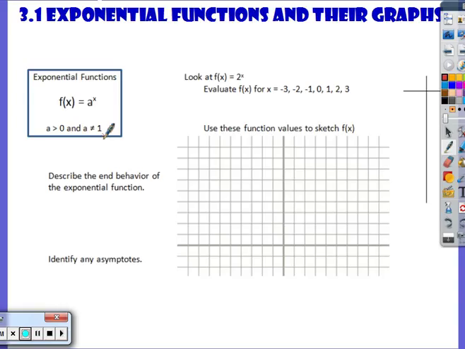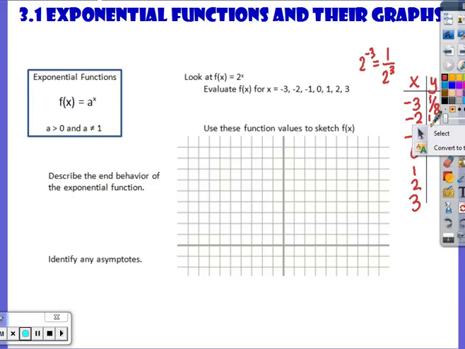So let's start with 2 to the x, and let's make ourselves a little table. And I just want you to actually figure out 2 to the each of these numbers. Can you do that? Do you guys remember what 2 to the negative 3 does? Yeah, it reciprocalizes it, right? So 2 to the negative 3 is the same thing as 1 over 2 to the 3, which turns out to be 1 over 8.